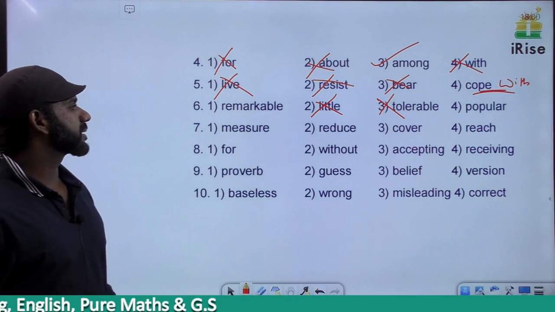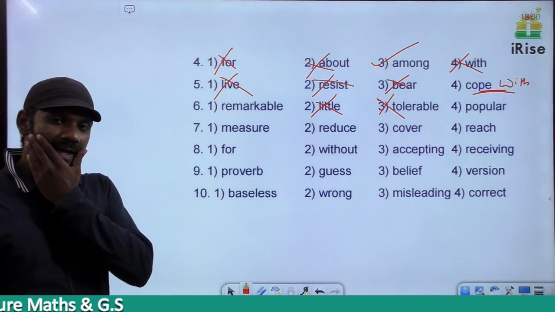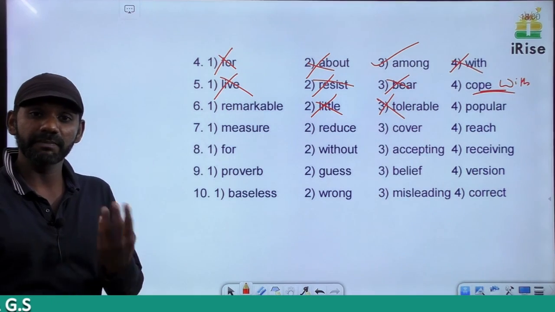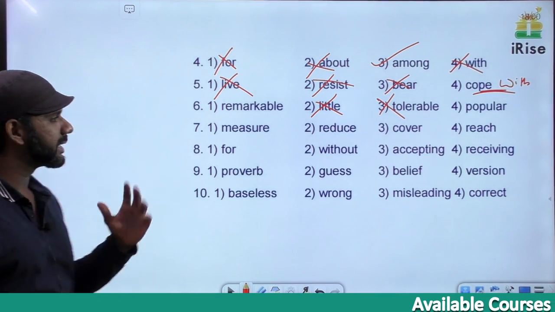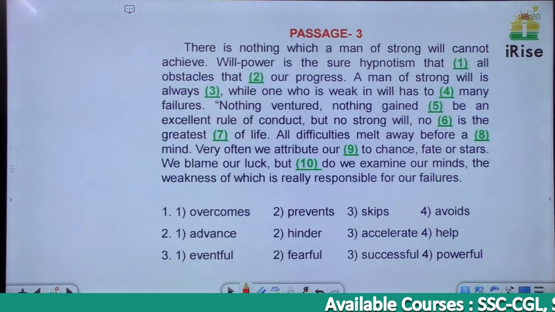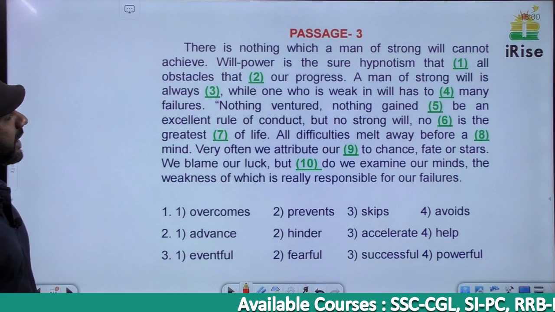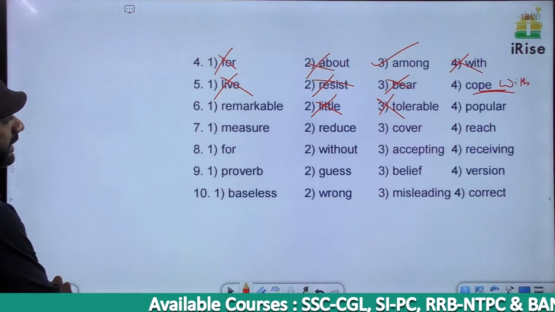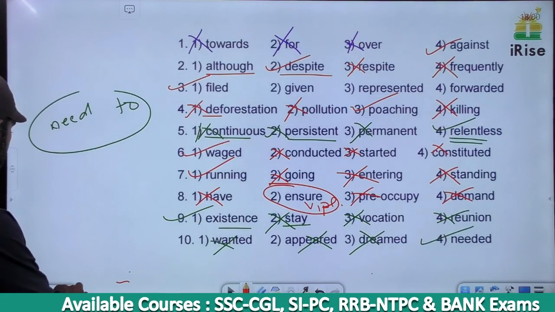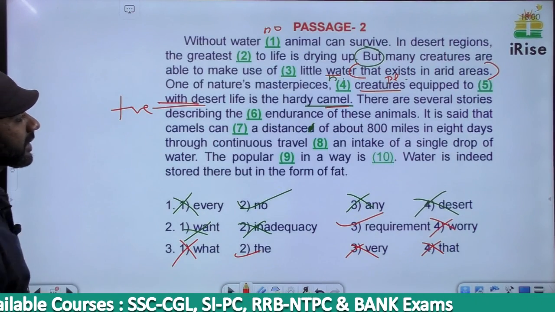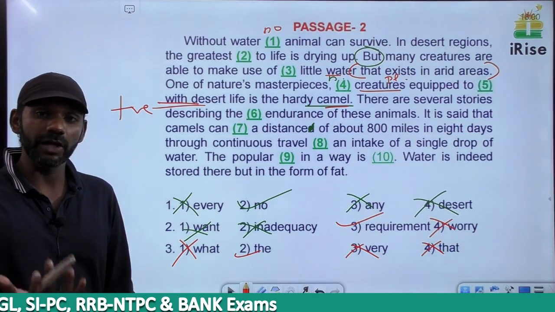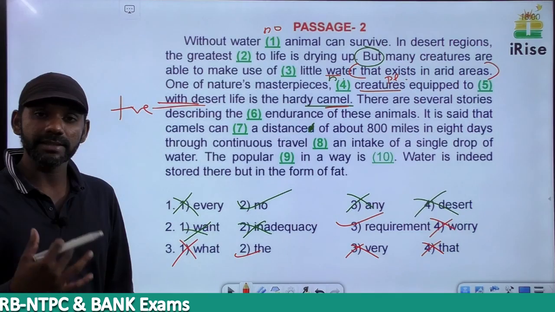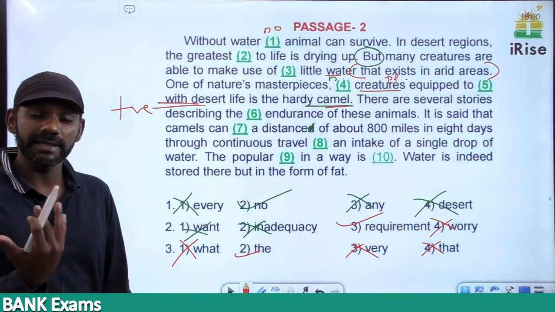Now we have 2 options left. Remarkable, popular. Remarkable means something that deserves mention, appreciation. Popular means very famous. Here, there are several stories describing the dash endurance of these animals. So here we are appreciating the camels for their endurance. It's not famous. We are appreciating the camels for endurance. That means their endurance deserves appreciation or mention.